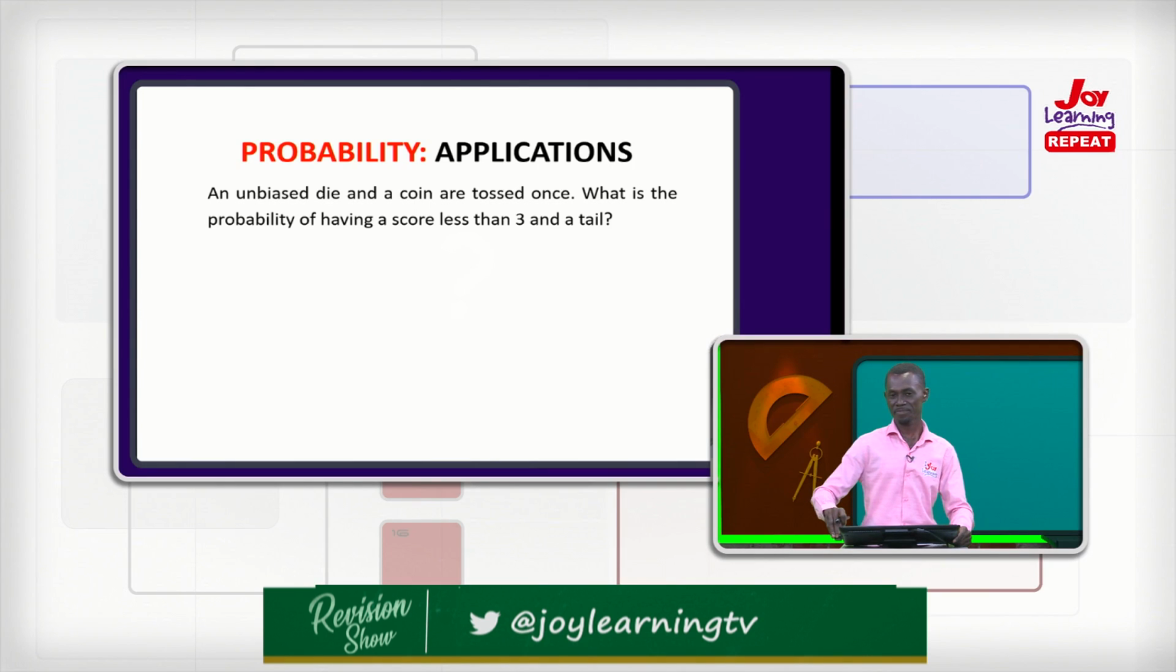Please. An unbiased die and a coin are tossed once. What is the probability of having a score less than 3 and a tail? Yeah, that's the question on your screen. Okay, so he said, an unbiased die and a coin are tossed once.